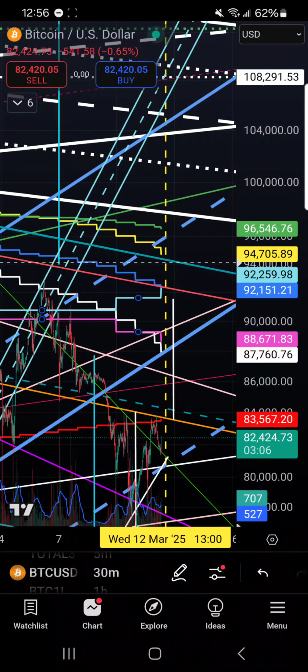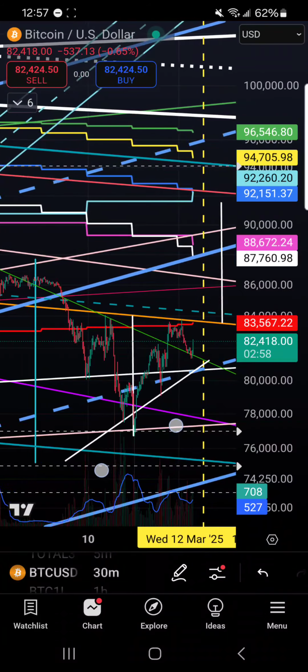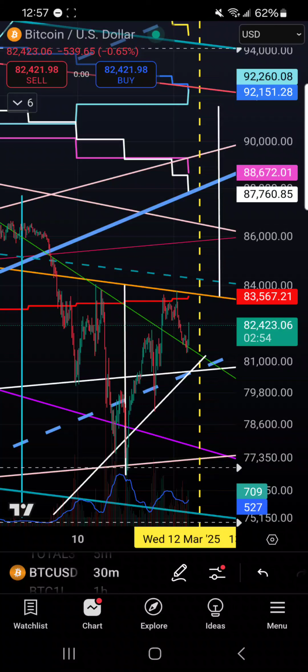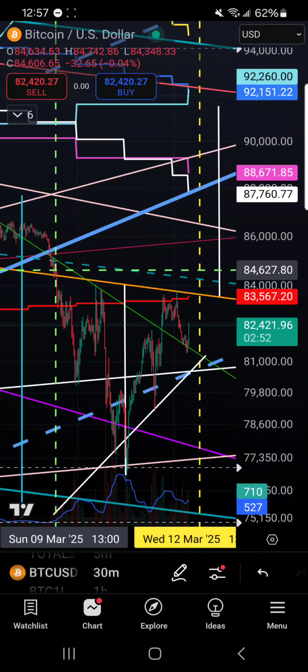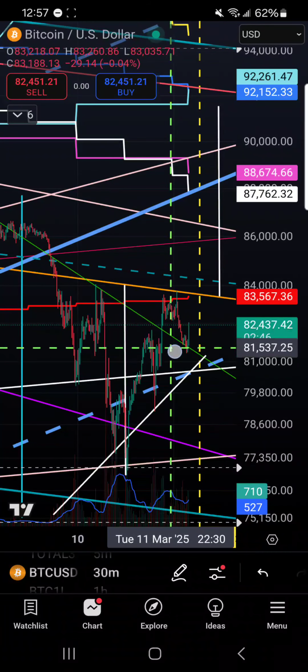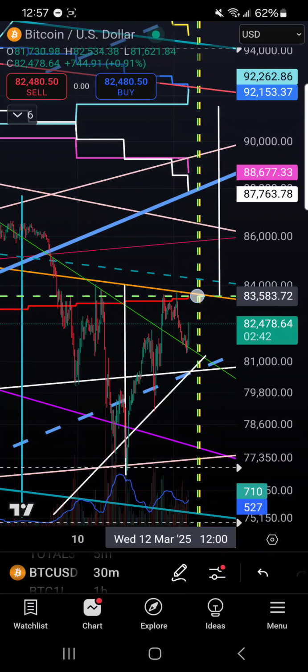Here we are looking at Bitcoin US dollar index on the 30-minute time frame. And down at the bottom of your screen, you can see this inverse head and shoulders pattern, which I knew was playing out. Although I thought maybe possibly the green line would be the neckline. But as it turns out, it is this orange line here.